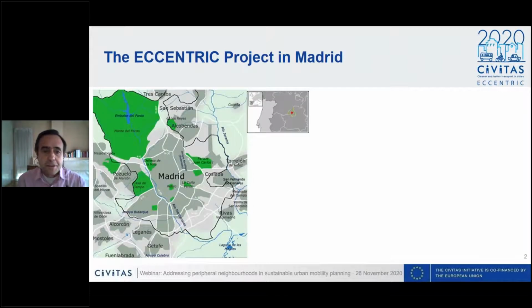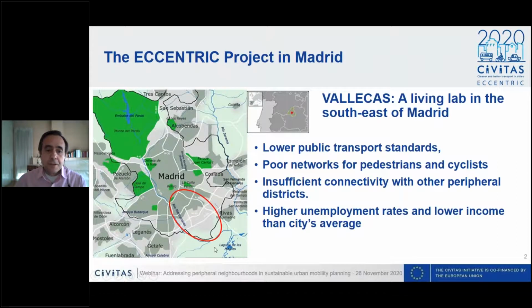Things have changed a lot in the city since then, and now what we have is an enormous district with almost 300,000 inhabitants, but some of the basic socioeconomic traits of the neighborhood remain there. For example, this is a place with relatively lower public transport standards compared to the rest of the city, poor networks for pedestrians and cyclists. I mean, the paradox here is that it is easier to go to the center of Madrid than it is to move from one part of the district to another part of the district.